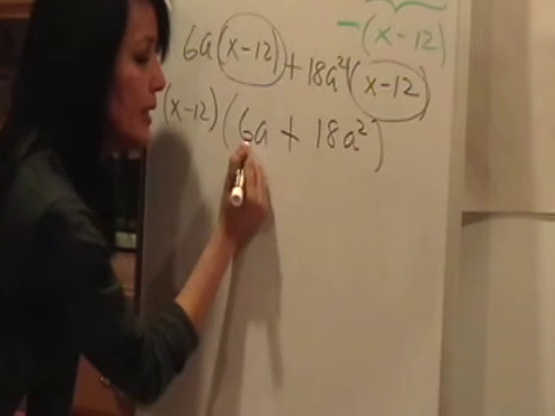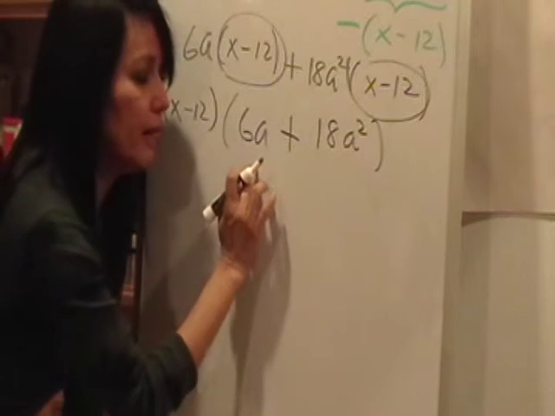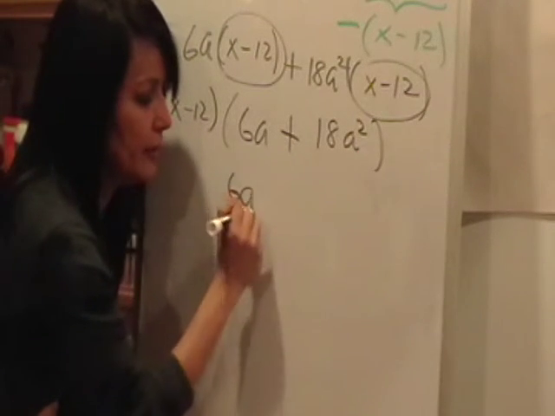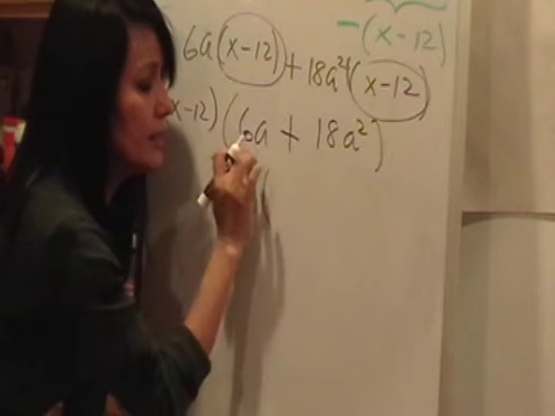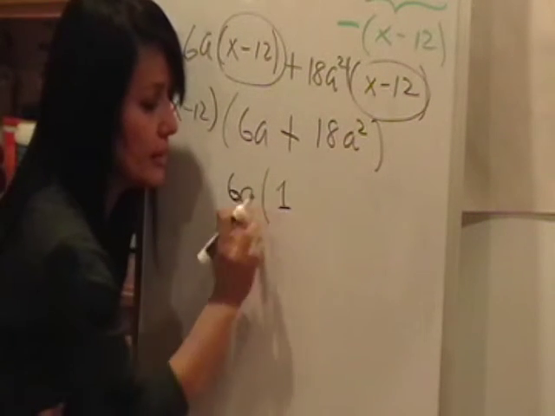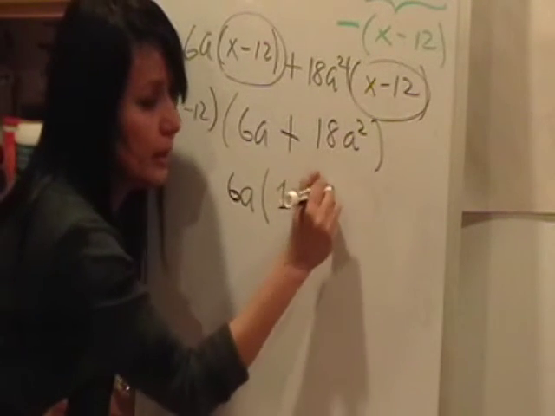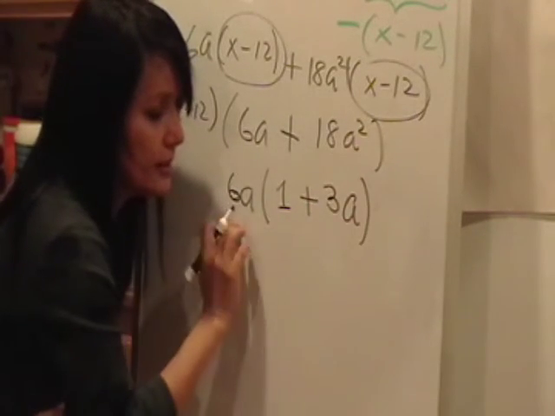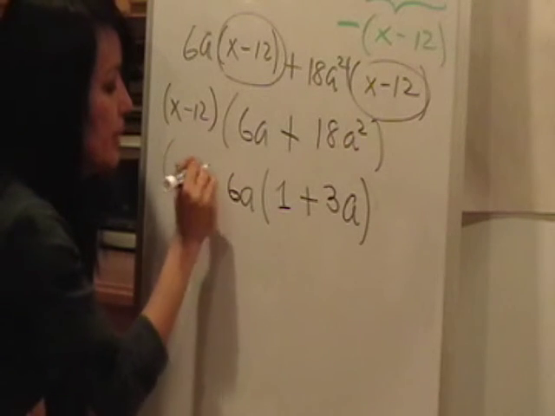So notice that we can take out 6, right? There's a GCF 6. 6 and 18 have a common factor of 6. A to the first and a to the second, there's a common factor of a. So you can pull out 6a and get, well, if 6a is already out, then you just need the number 1 inside, right? 6a times 1 is 6a, plus 6 times what will give you 18? That's 3. A times what will give you a squared? That's a. So you need 6a times 1 plus 3a, together with this other factor x minus 12.